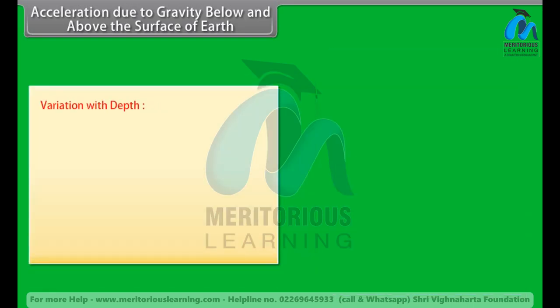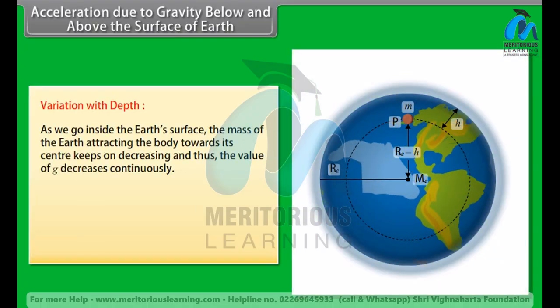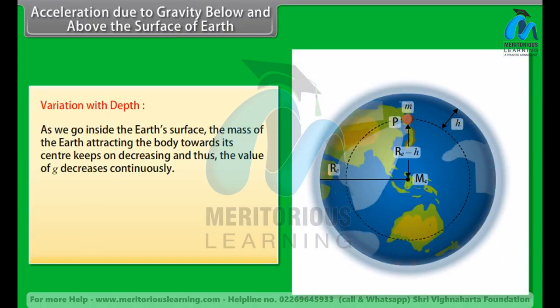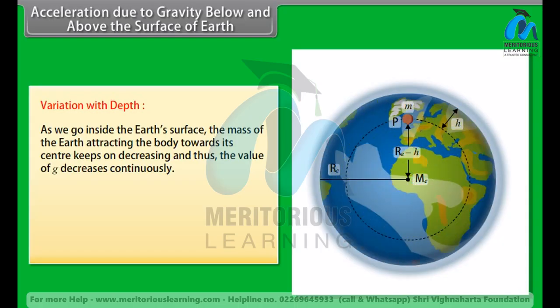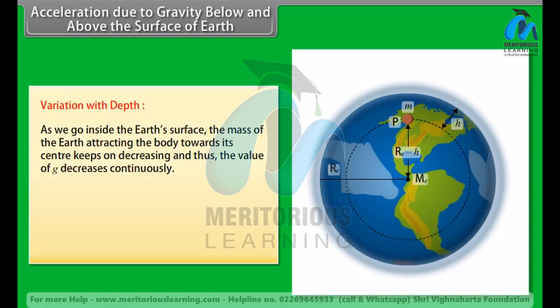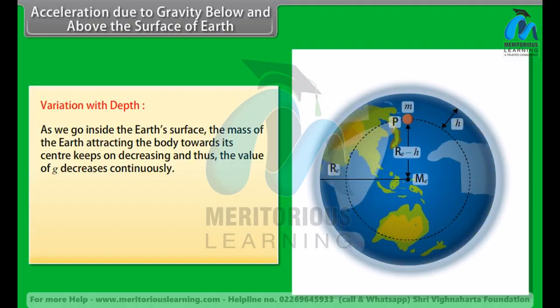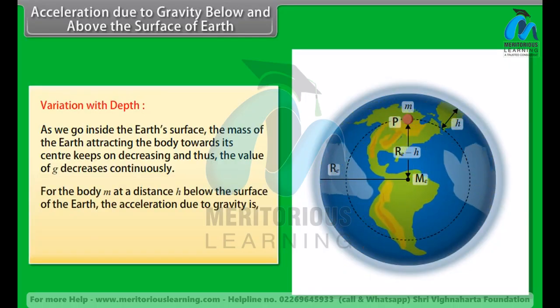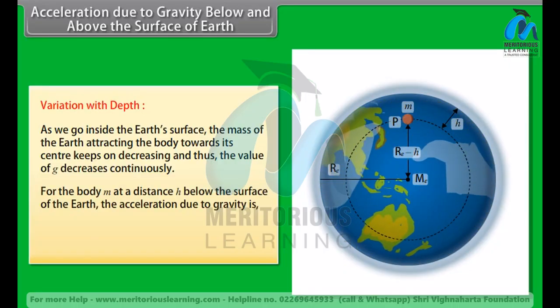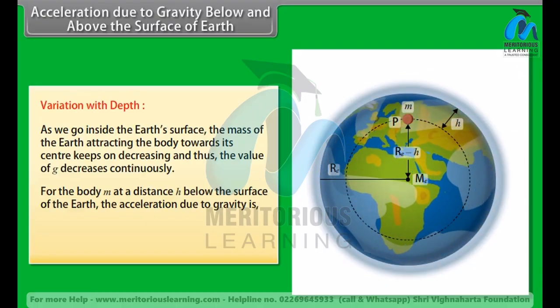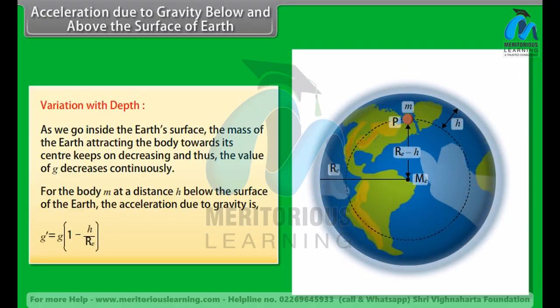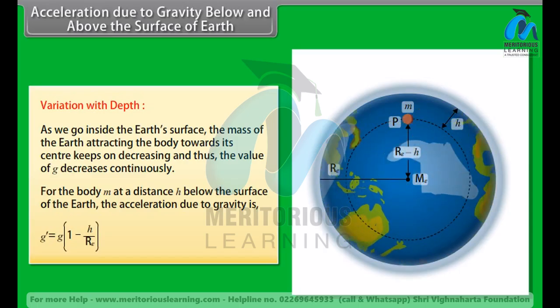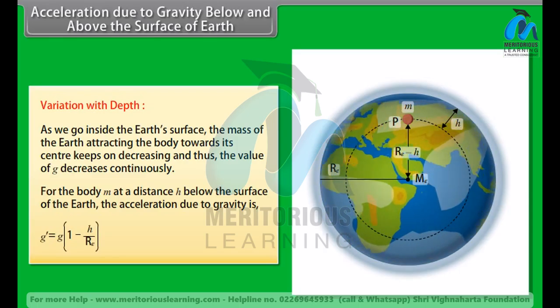Variation with depth. As we go inside the Earth's surface, the mass of the Earth attracting the body towards its center keeps on decreasing, and thus the value of g decreases continuously. For the body m at a distance h below the surface of the Earth, the acceleration due to gravity is g dash is equal to g multiplied by 1 minus h upon Re.